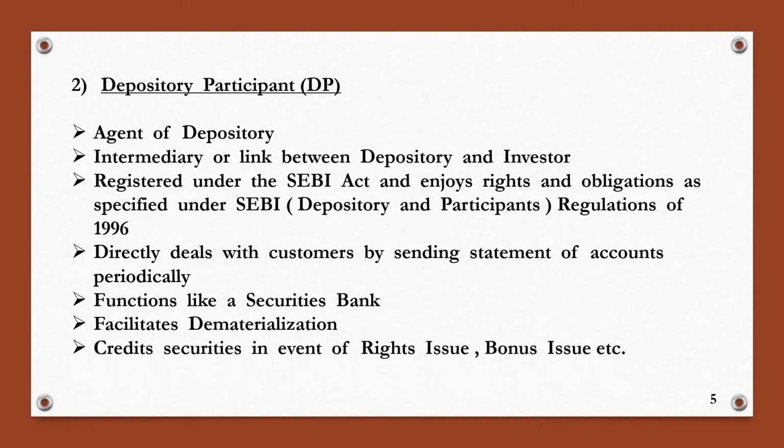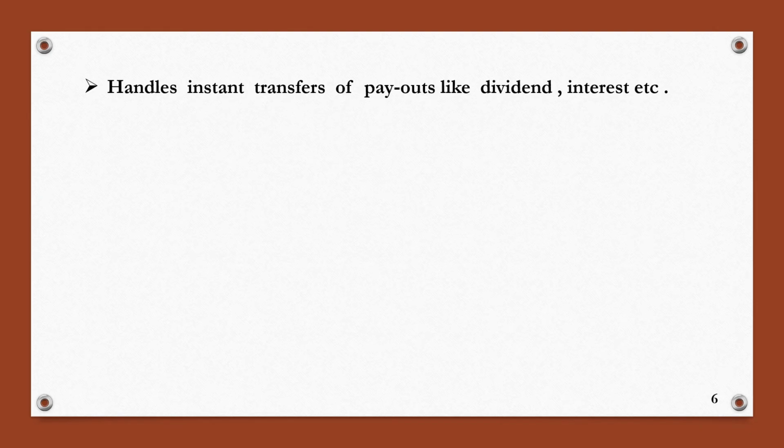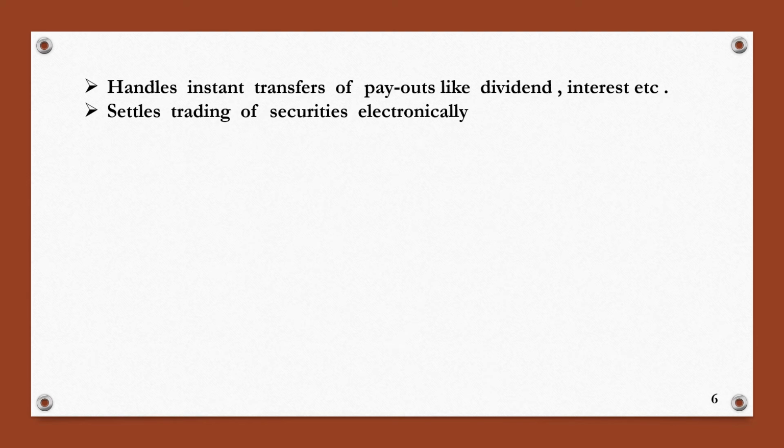Further, whenever the company makes a rights issue or issues bonus shares, then in such a case, the DP directly credits such securities in the investor's account. Similarly, even when the company declares dividend or makes payment of interest on securities, even in that case also, the DP handles instant transfers of such payouts to the investor's account. Thus, it can be said that in this way the depository participant settles all the transactions related to the securities electronically.